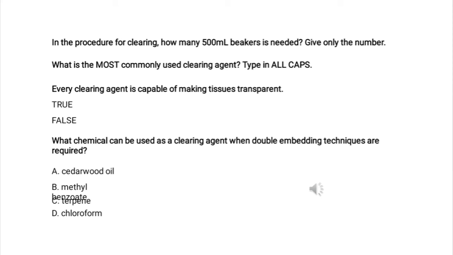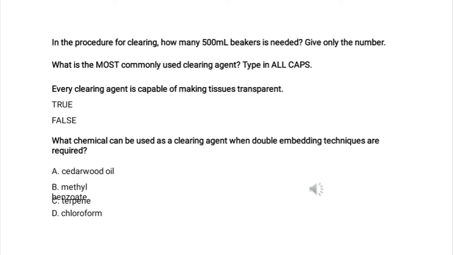Next question, what is the most commonly used clearing agent? Type it in all caps. Correct answer is xylene or xylol. Xylene is generally suitable for most routine histologic processing schedules of less than 24 hours. And then the next question is, every clearing agent is capable of making tissues transparent. The correct answer is false, because the term clearing agent was chosen because many but not all of the clearing agents impart an optical clarity or transparency to the tissue due to their relatively high refractive index.